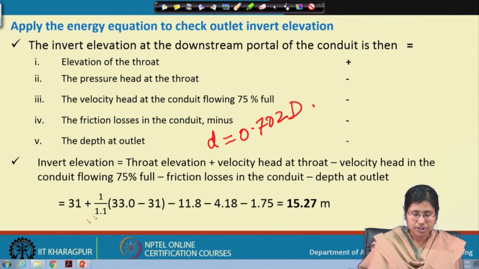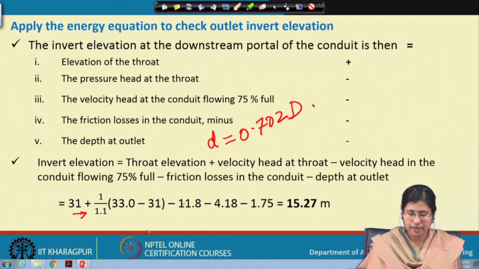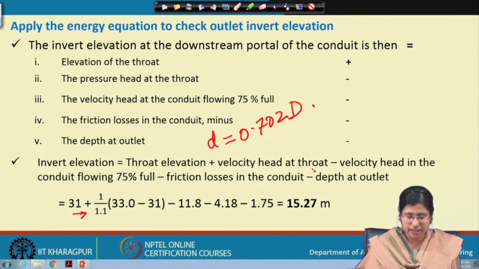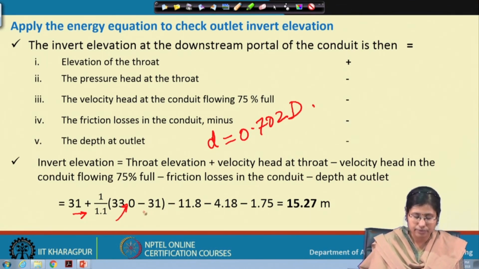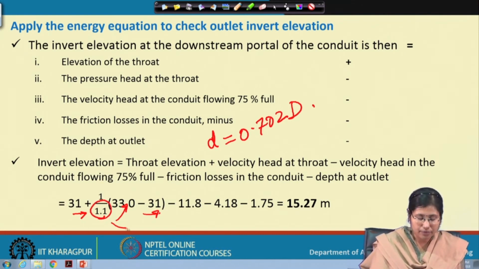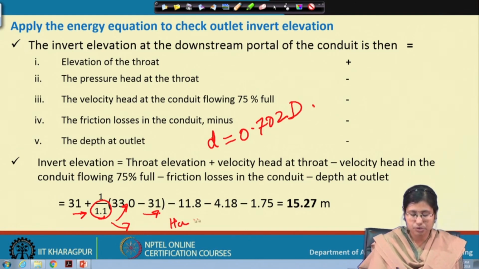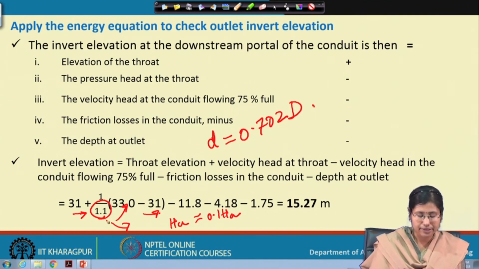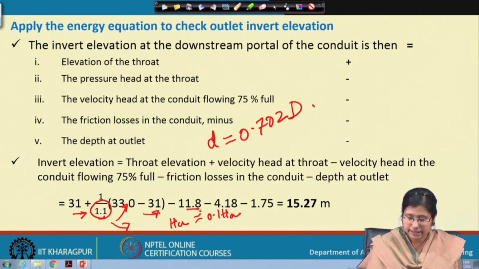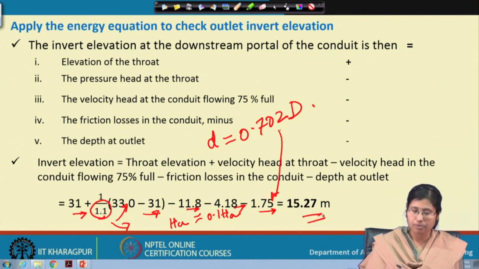So, the throat elevation was 31 meter and the velocity head at the throat. This was the invert elevation minus the 31 here, and we are dividing it by 1.1 because the HA was assumed to be 0.1 of HA, considering all losses. This is the velocity head, this is the frictional head loss at the conduit, and this is the depth at the outlet given by this equation. So, this comes out to be 15.27.